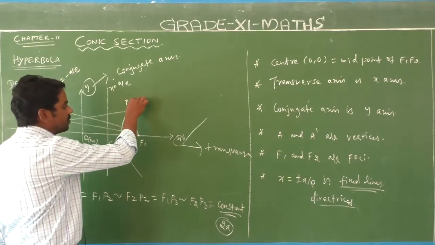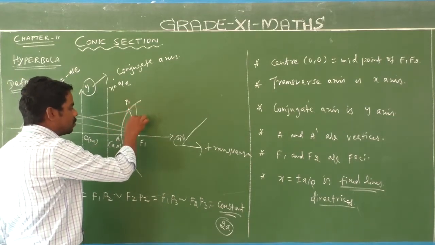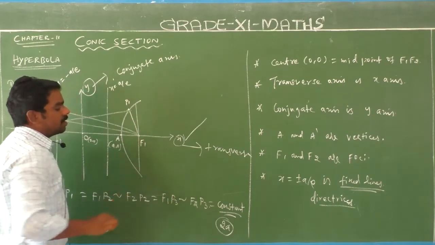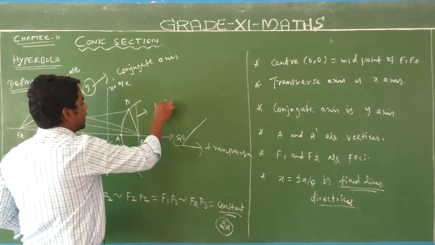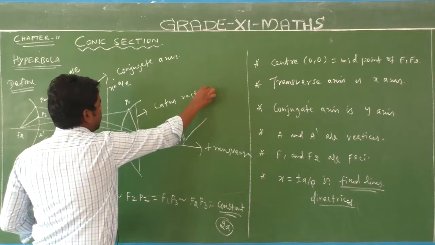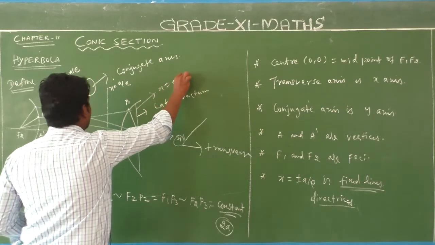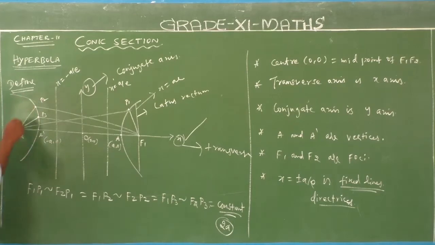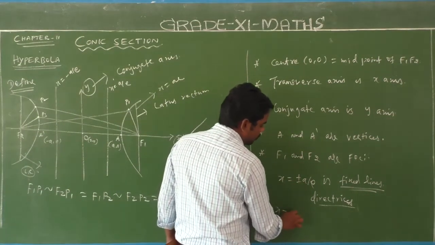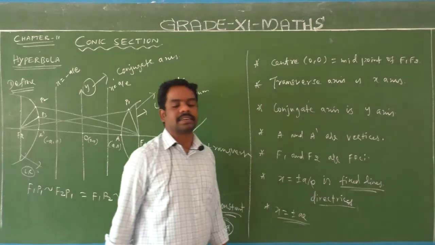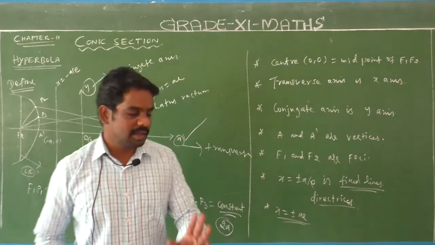And a chord of a hyperbola: this line passes through the focus F1, and this line is perpendicular to the major axis, the x-axis. This line is the latus rectum. This is x equal to ae, and another latus rectum also passes through the focus. So the latus rectum is x equal to plus or minus ae. This is the equation of the latus rectum.